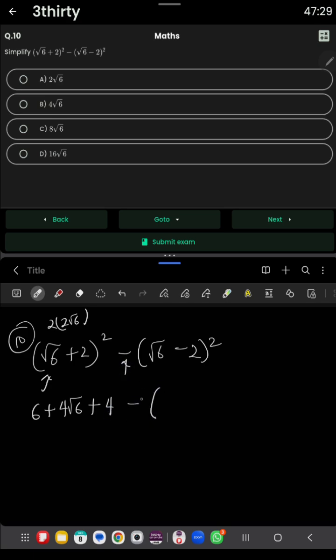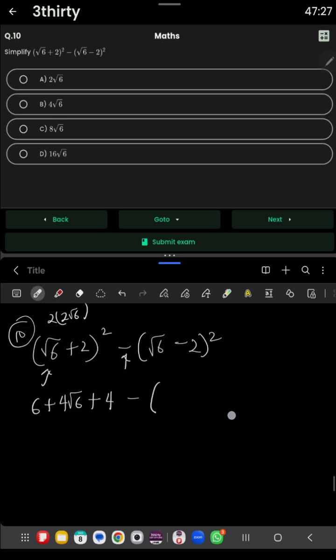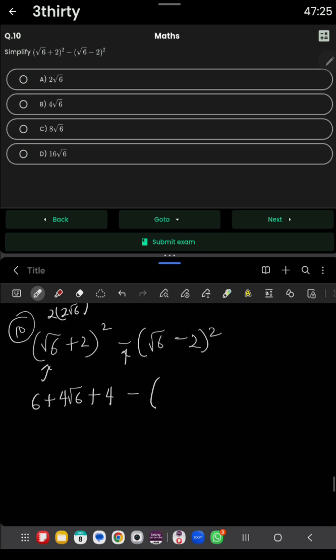So we use the same method, we square this, that will give us positive 6. Then we multiply this 2, that's minus root 6 and minus 2. That will give you minus 2 root 6. Then multiply by 2, which gives us minus 4 root 6. Then we square minus 2, which gives you positive 2. So now you can open the bracket without any fear.